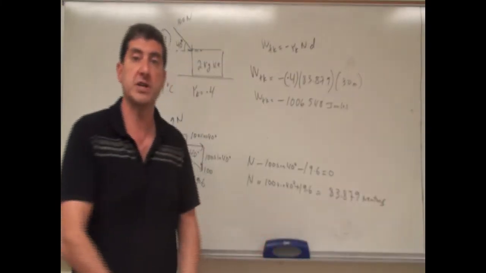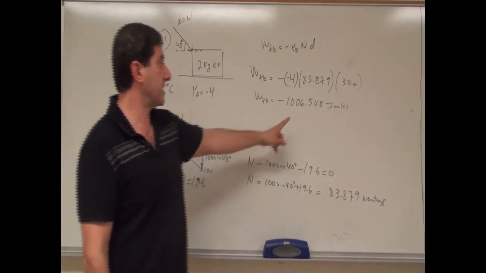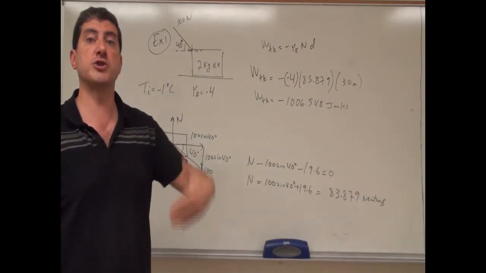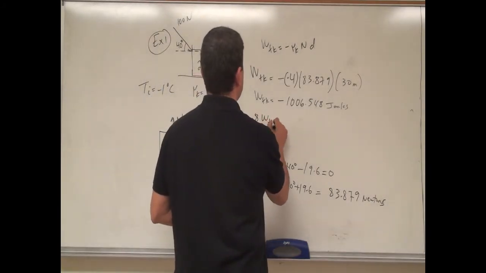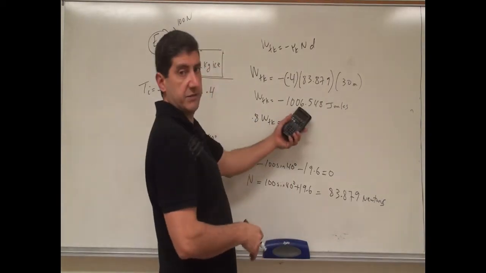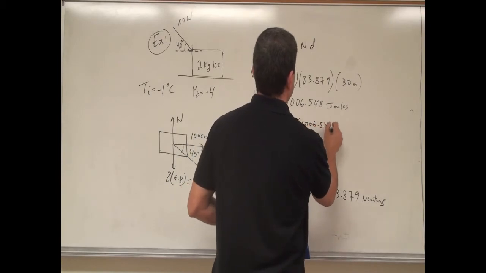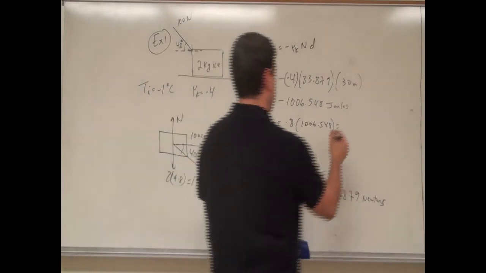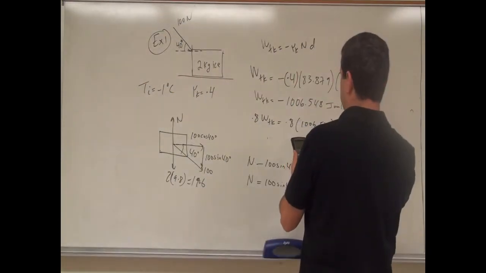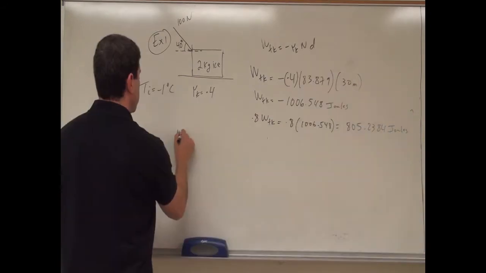And where's that energy going? It's going into heating the surface, the ice, and also the air. So now let's say 80% of that energy goes into the ice alone. So 80% of that energy, 0.8 of the work of friction. Right now we don't care about the negative, just take its absolute value. So 0.8 times 1006.548 is equal to 805.2384 joules.